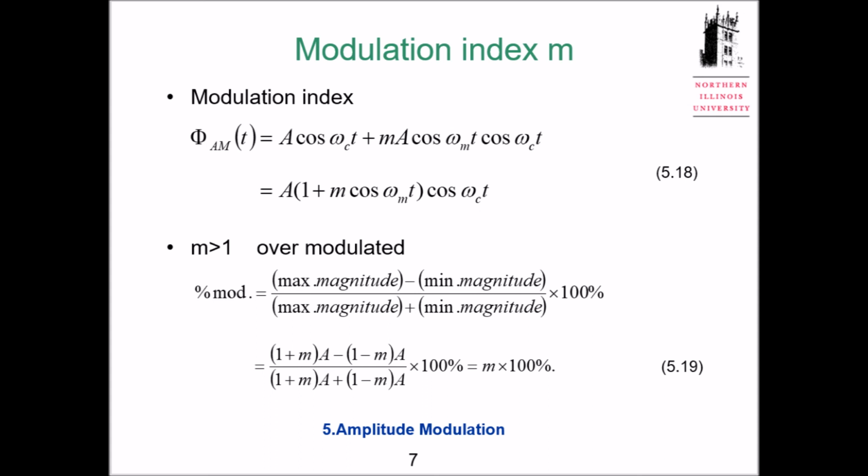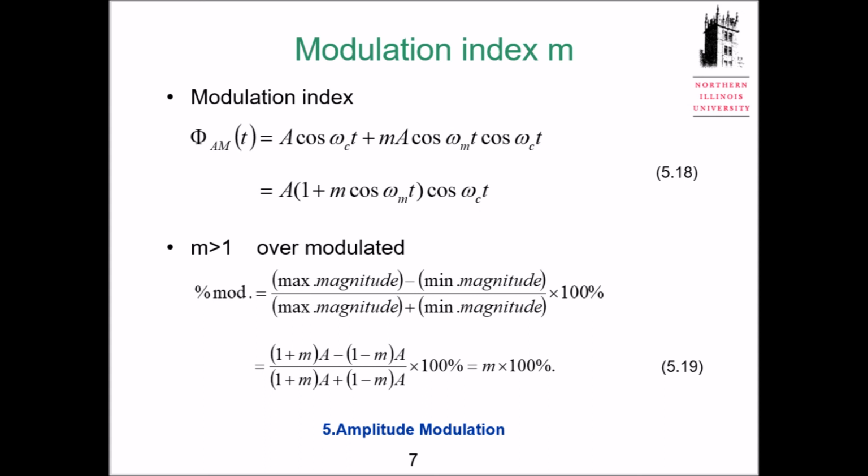So here cosine omega m t is the message. We rewrite it as A times 1 plus m cosine omega m t, times cosine omega c t. So my message is modified by this m. The 1 is the normalized big carrier. If m is bigger, compared with the carrier my signal is also big. If m is a small number, compared with the carrier my signal is small. So m is a really important parameter you can play with.